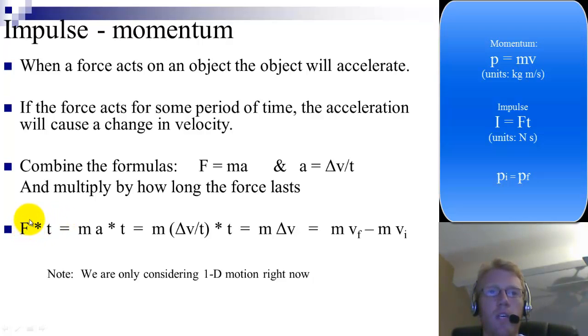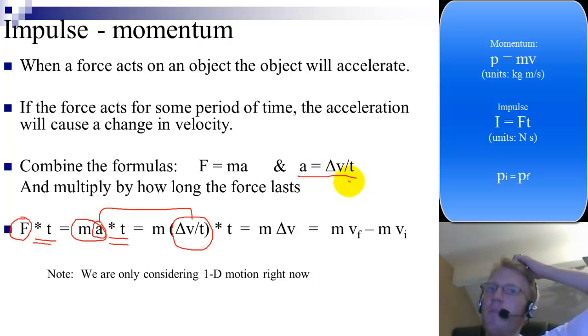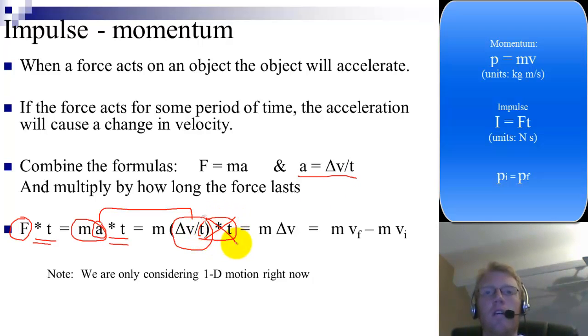So we start with, let me get my little marker here, we start with force equals ma, and then we multiply both sides by t. Okay, so the equations are still equal. And then in place of this a right here, we're going to substitute in change in velocity over time, because that's what the acceleration is, that's the definition. And now this divide by t and this times t cancel out, leaving us with force times time on this side and m delta v on this side. So all that's left here is m delta v.